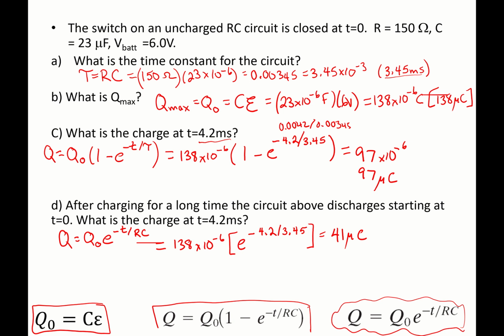Okay, sorry about that. All right, so that's simple plug and chug. You might be asked to do it for current. You might be asked to do it for voltage, charging, discharging. The first thing you should always do is figure out the time constant for the circuit. Make sure you put the resistance into ohms. It might be given to you in megohms or kiloohms. And put your capacitance into farads. Again, it could be micro or nano.